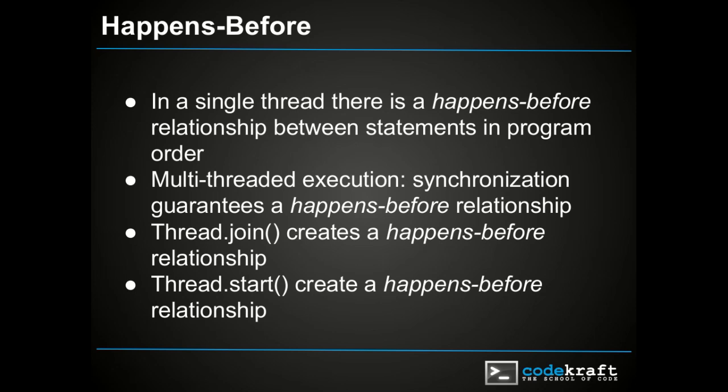Any thread.join operation creates a happens before relationship. So any statement that is executed after a thread.join will have a happens after relationship with any operations that were done by that thread. Essentially, any operations that particular thread did will have a happens before relationship with any operations that were done after thread.join. Okay, similarly, a thread.start creates a happens before relationship.